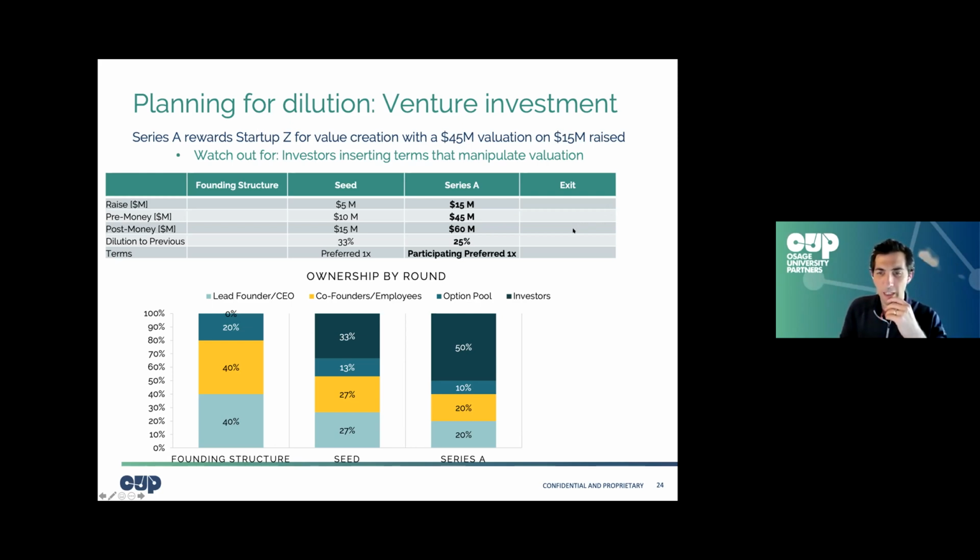In IPOs, oftentimes there are guardrails on what key employees and key executives can do to liquidate their shares, so it definitely is different depending on whether it's a buyout or an IPO.